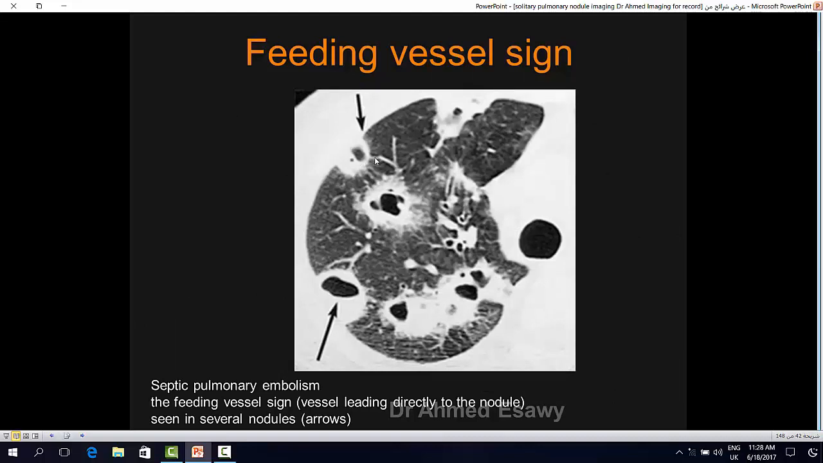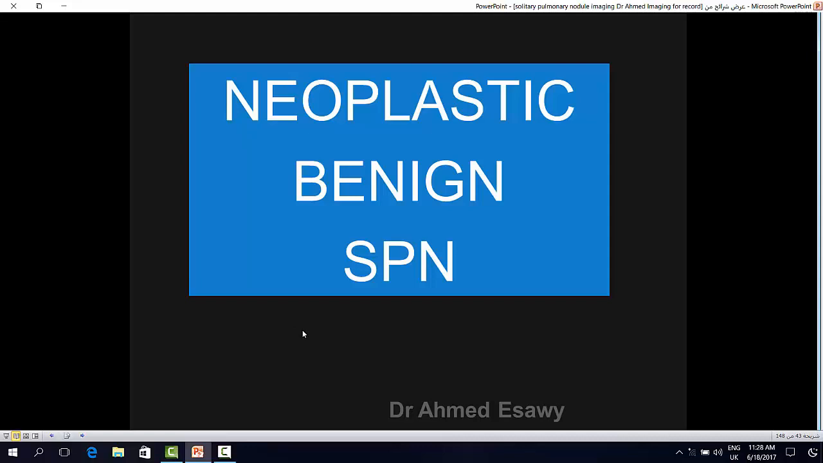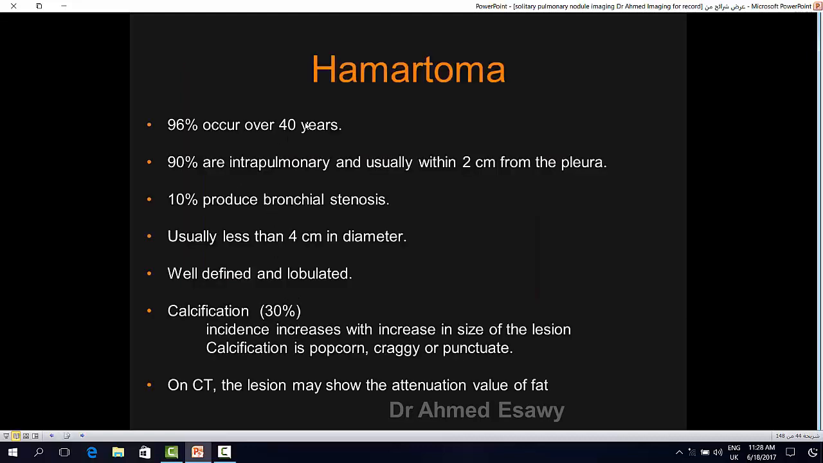Feeding vessel sign, septic pulmonary embolism. The feeding vessel sign: a vessel leading directly to the nodule, seen in several nodules. Now, neoplastic solitary pulmonary nodules, benign.